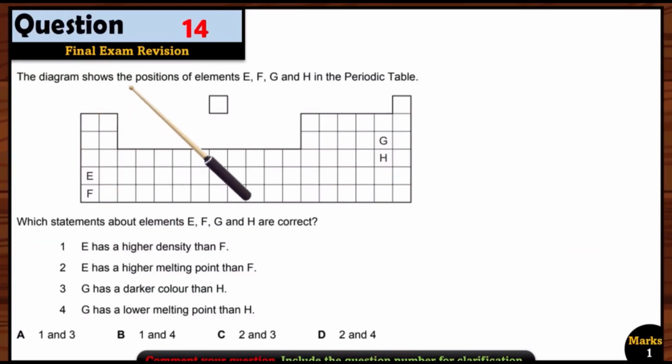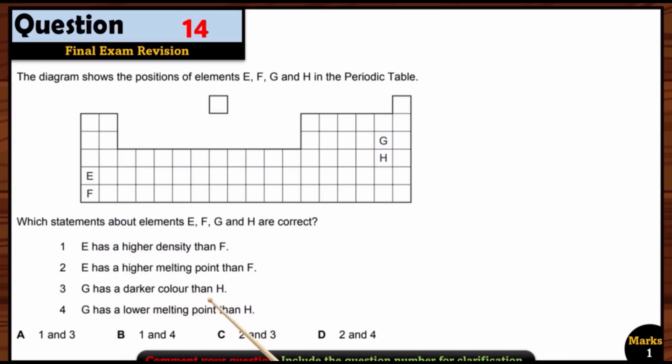Question 14. The diagram shows the position of elements E, F, G, and H in the periodic table. Which statements about elements E, F, G, and H are correct? E has a higher density than F. Wrong, because F is below, so if you move down the group, the density increases. E has a higher melting point than F. Yes, that's right, because the melting point of group 1 decreases down the group. Okay, so the 2 option is the right one.